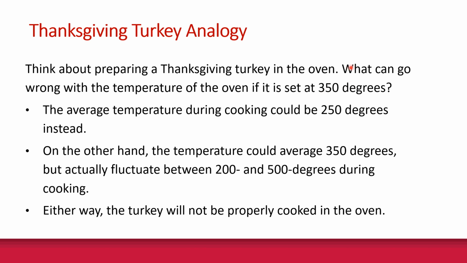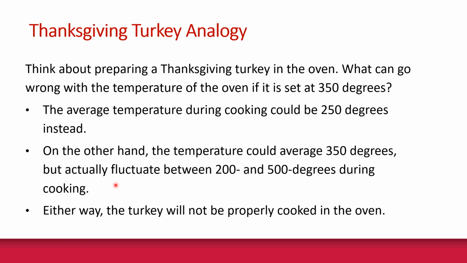Well, one error you could have here is that you think you set it at 350 and it's really cooking at 250, right? That's one kind of problem you could have here. And that's sort of a problem with the average, right? So instead of hovering around 350, it's hovering around 250. That's a problem with the average temperature being wrong.